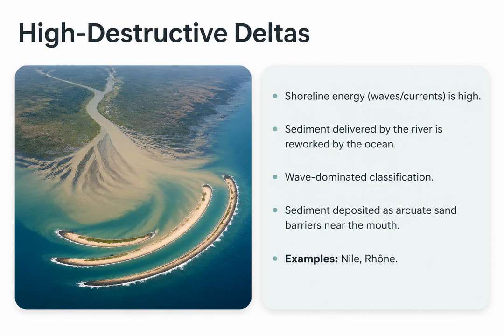The shoreline energy from waves and currents is so high that the sediment delivered by the river is immediately reworked and pushed around before it can settle. In these wave-dominated deltas, the ocean currents sweep the river's sand into long, arcuate barrier islands and beaches near the mouth, rather than letting the river build out into the sea. This constant reshaping of the land brings us to how these entire river networks are organized, which we will examine next when we look at drainage basins.